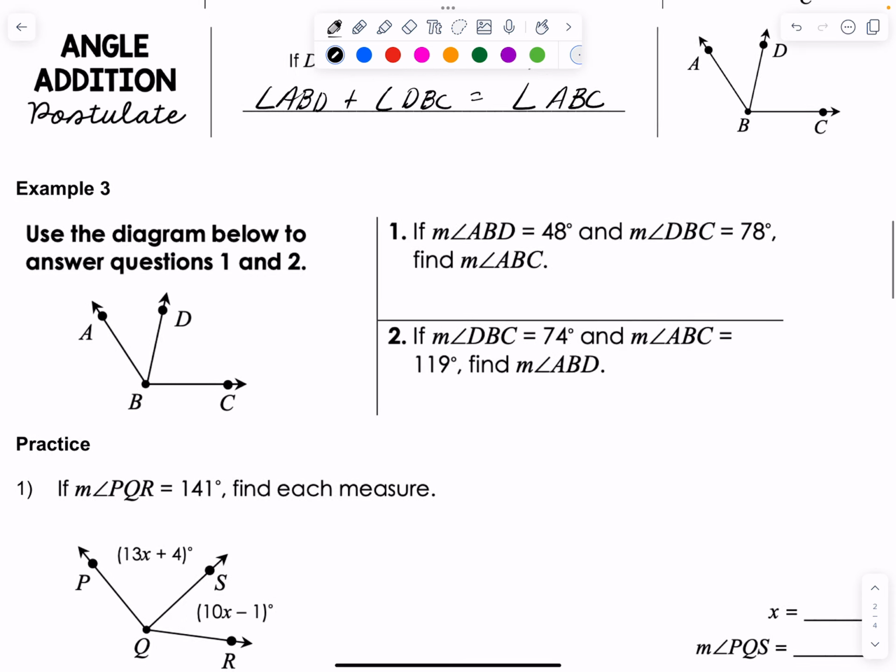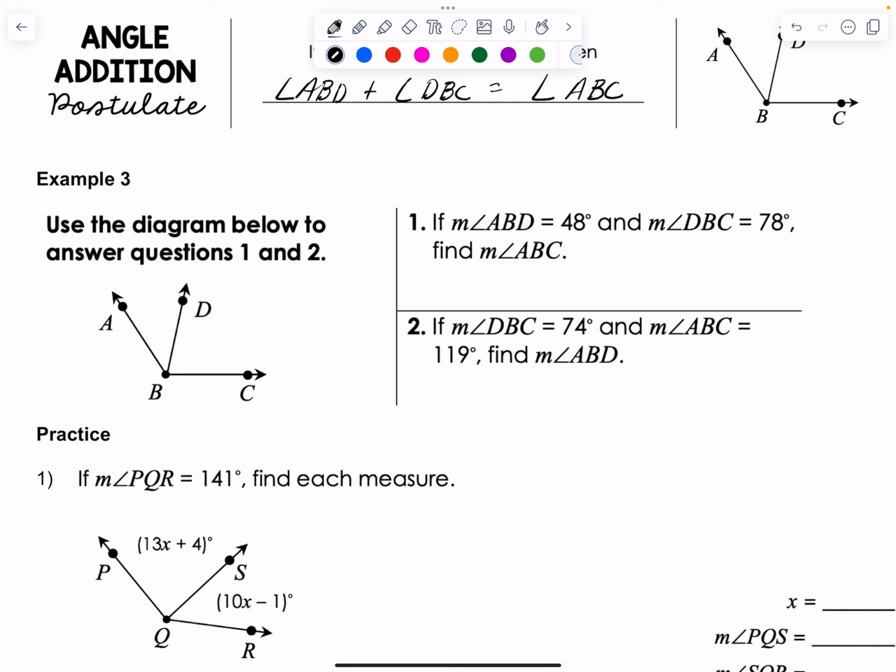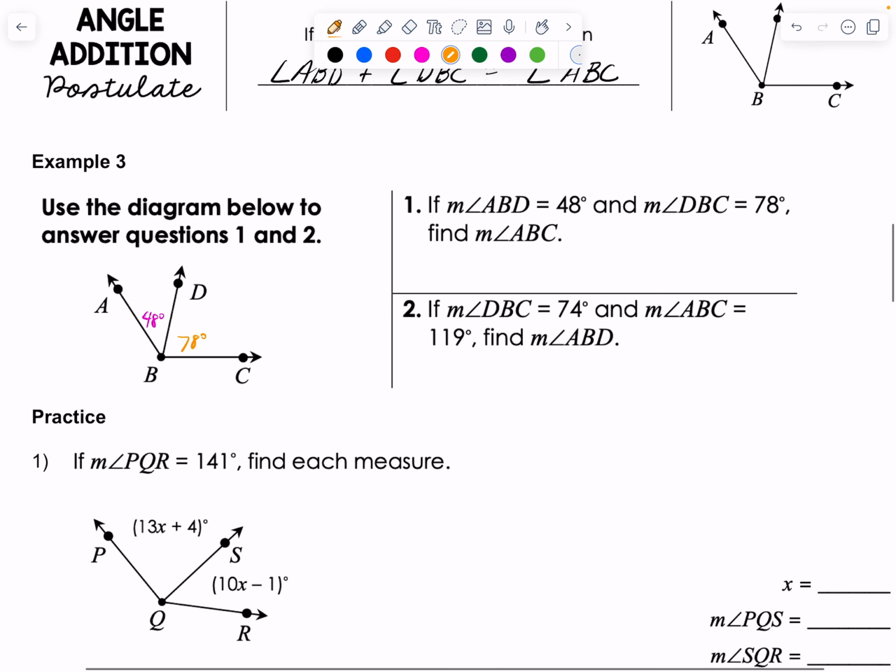In this first one, the measure of angle ABD is 48 degrees. And the measure of angle DBC is 78 degrees. We're trying to find the measure of angle ABC. That's exactly what we wrote just above this. So the measure of angle ABD is 48 degrees plus the measure of angle DBC is 78 degrees. To find the larger angle, we just add those two together to get 126 degrees.